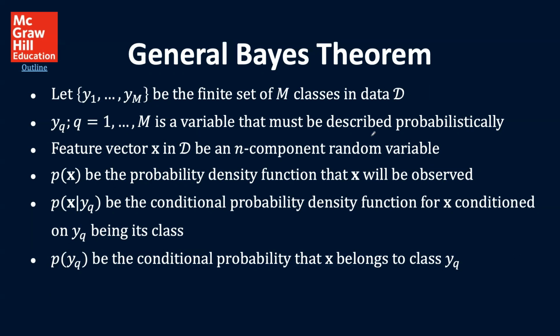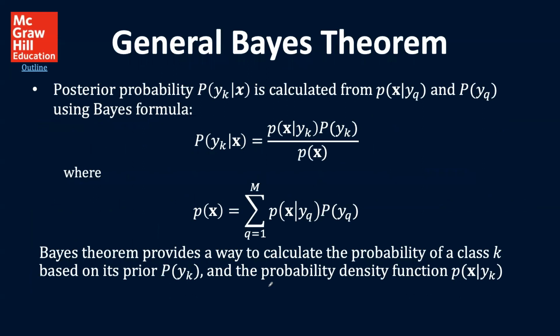P of x is the probability density function that x will be observed. P of x given yq will be the conditional probability function for x conditional on yq being its class. And P of yq is the probability that x belongs to class yq. So those are some of the semantics.